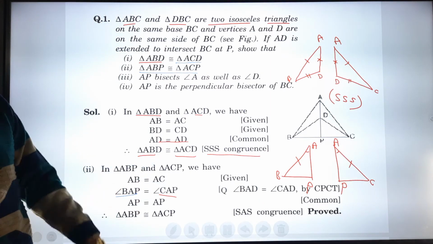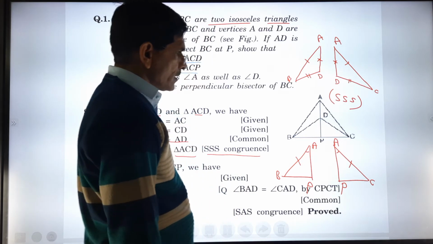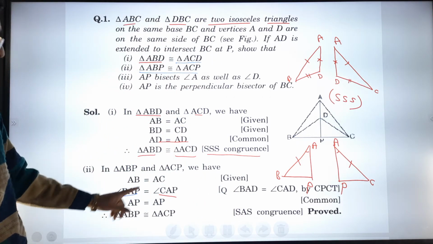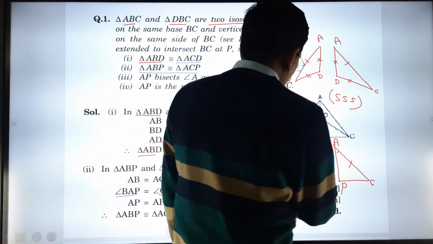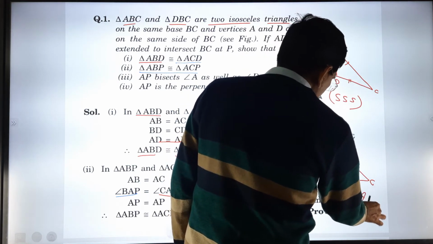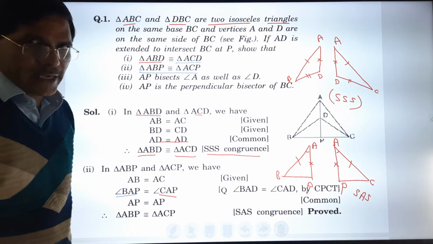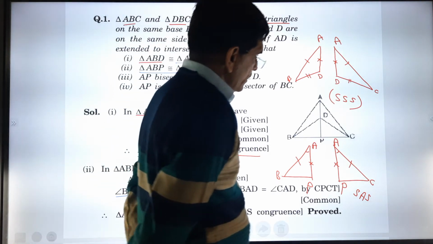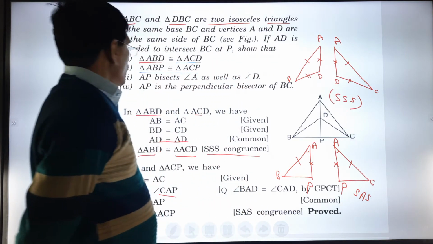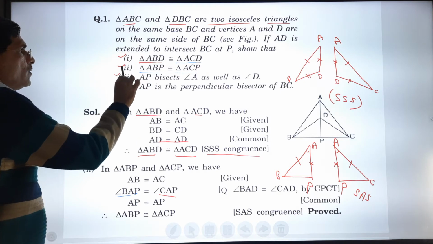BAP and CAP are equal according to the previous result. And AP is common. So by side angle side, we can say the triangles are congruent. We can prove it by side angle side. So there are four proofs we have in question number 1.